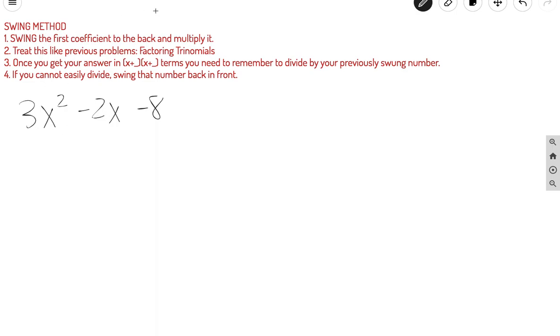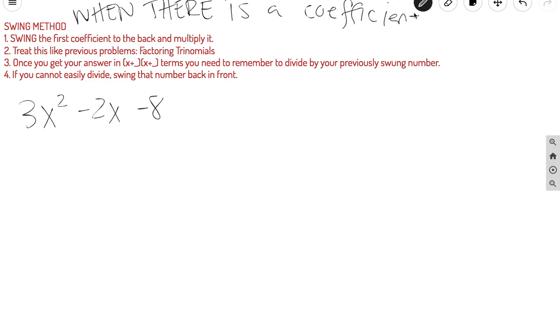We're only ever going to use the swing method when there's a coefficient. When there's a coefficient, right? When a equals a number other than 1. Really can't spell today. Other than 1. My handwriting's horrible today. All right, so something like this, right? Notice how we have a number out in front.